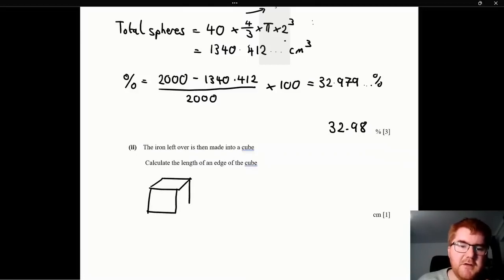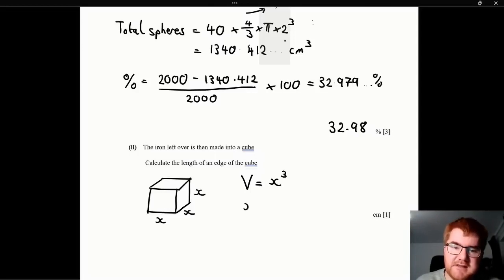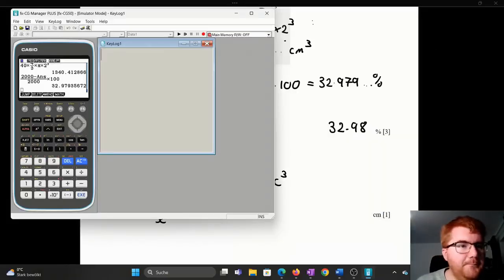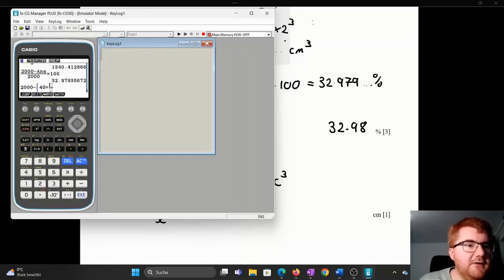So the key thing about a cube is that all lengths are the same. So this is x, this would be x, and this would be x. So the general volume of a cube is just x times x times x, which is x cubed. And what's left over is made into this cube. So x cubed is equal to the 2,000 minus 1340.412. So let's just work out what that is first of all. So probably the easiest way of doing this is just take this away from the spheres that we worked out earlier. So a little bit extra work to do.